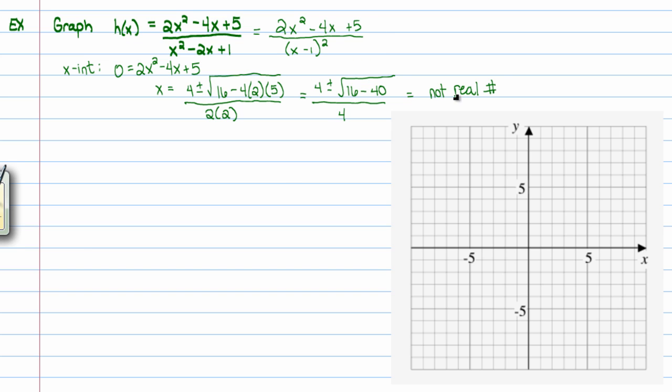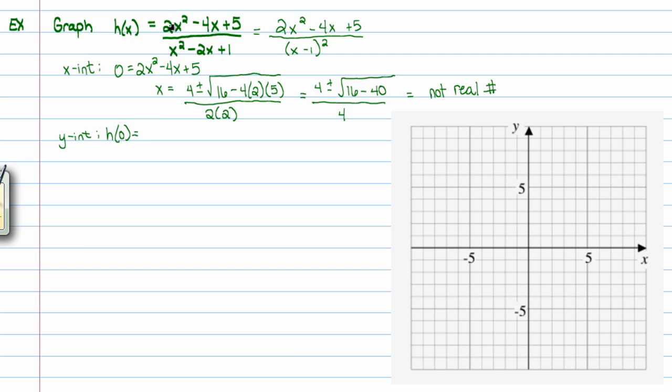And that's a great indication. Like, if it had come out that there were 4 plus or minus the square root of 3 all over 4, that would be fine. But the fact that we have a square root of a negative number, not so fine, because again the x-axis only is made of real numbers. Okay, great, no x-intercepts. The y-intercept again occurs when we let the input equal 0.